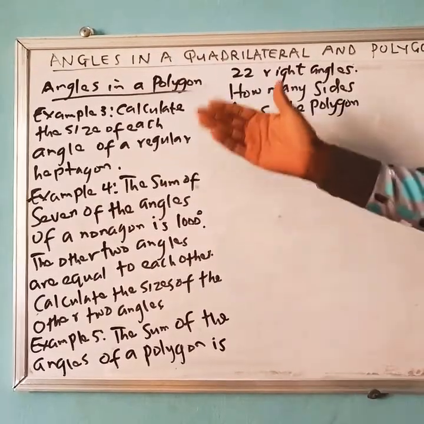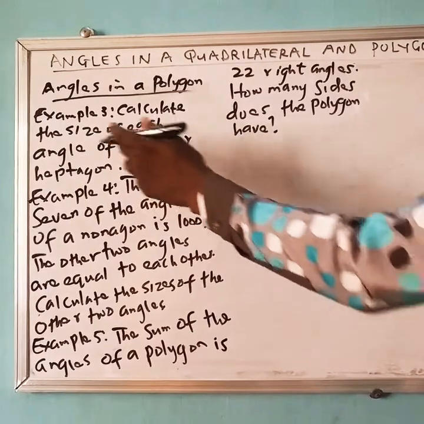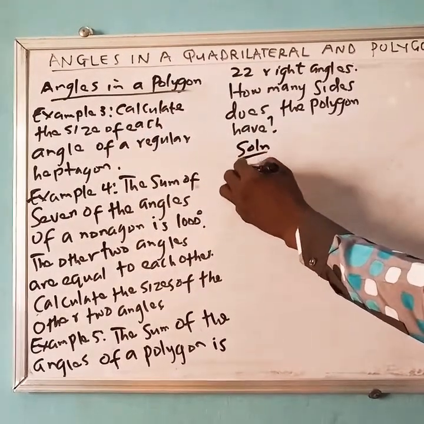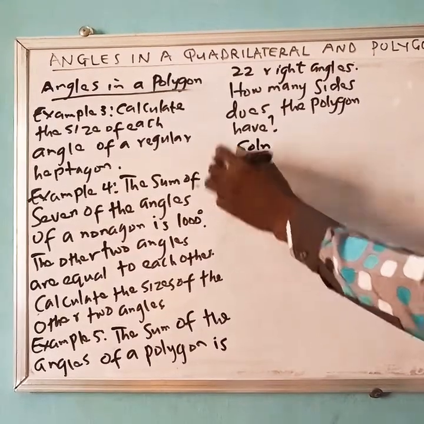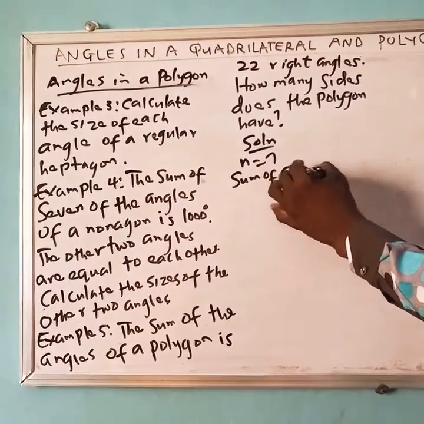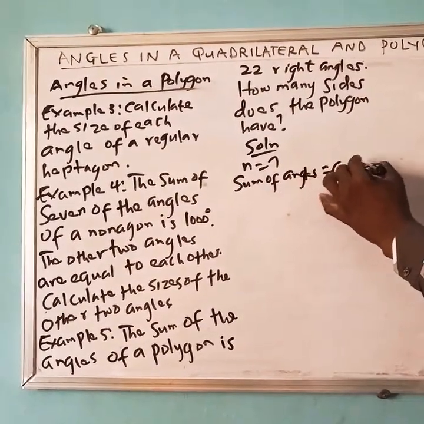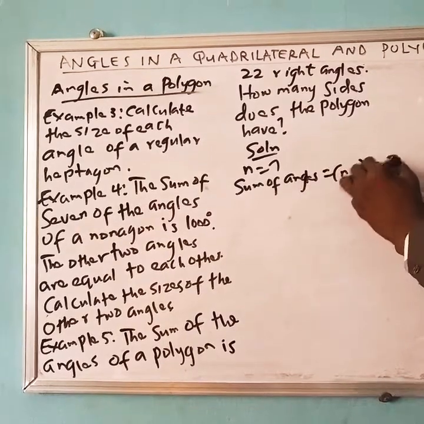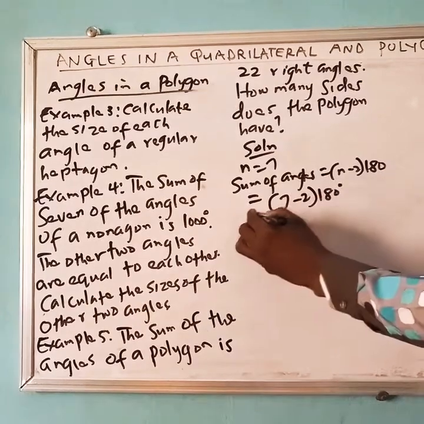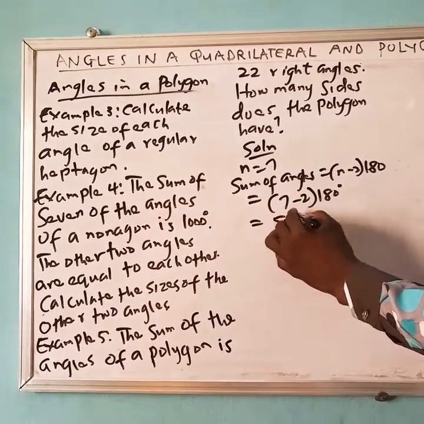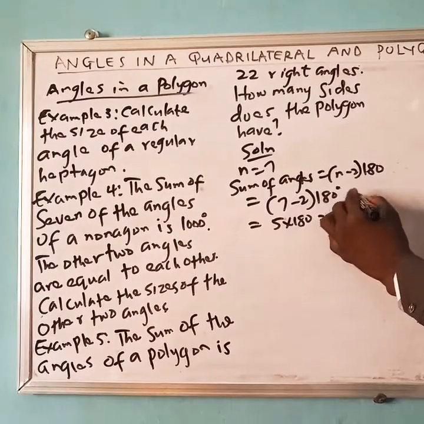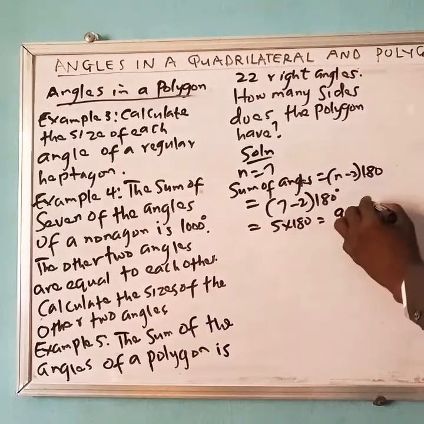Now, example 3. Calculate the size of each angle of a regular heptagon. A regular heptagon is 7-sided. So I want to know each of them. So let's start by saying that the sum of the interior angles is (n minus 2) times 180. So 7 minus 2 gives us 5 times 180. 5 times 0, 0. 5 times 8, 40. 0 carry 4. 5 times 1, 5 plus 4, 900 degrees.